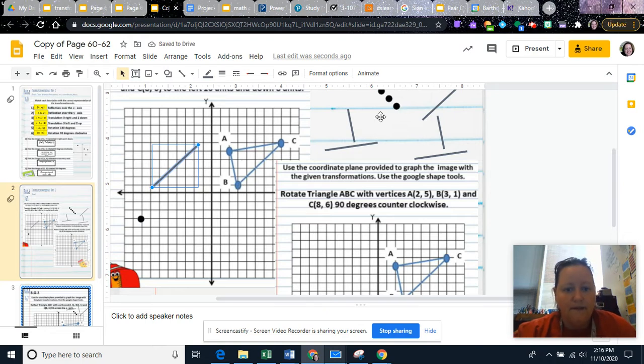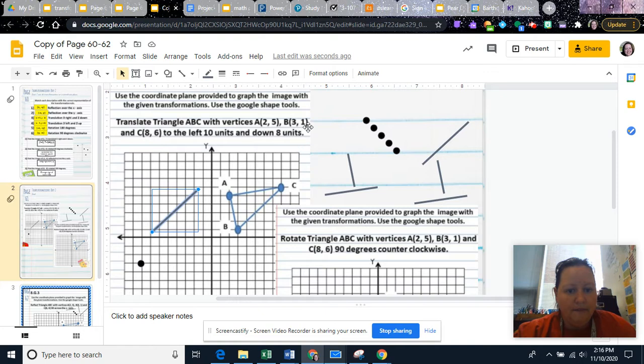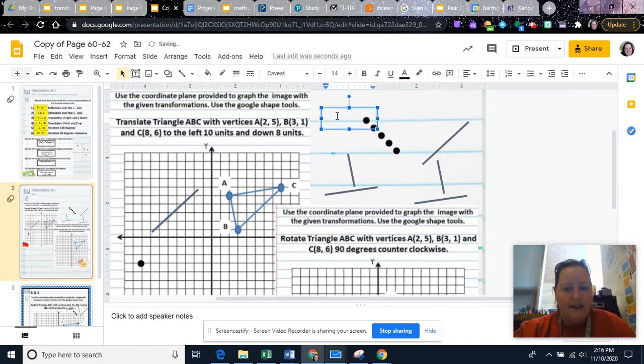So then I could do the same thing with B, or if you would rather, you can do a little math here. If you are doing 3, 1, that's your point. If you're going 10 to the left, that's like subtracting 10. And then if you're going 8 down, that's subtracting 8. And so you could do 3 minus 10. So that'll make your x coordinate -7, and then your y coordinate would also be -7. 1 minus 8 is -7.